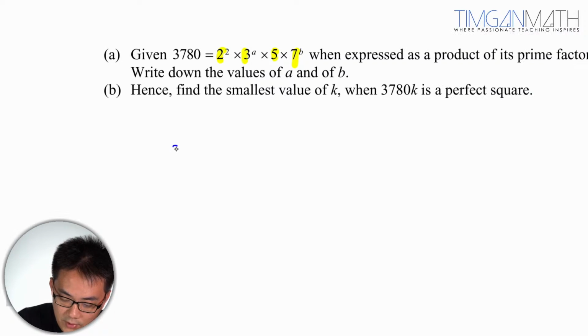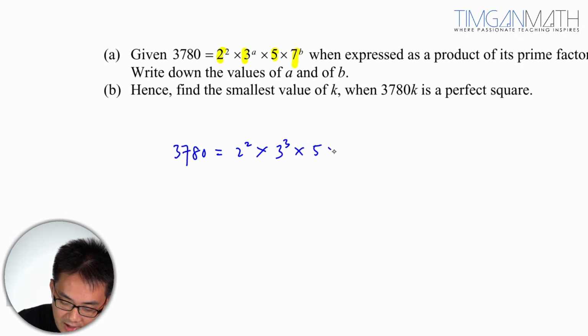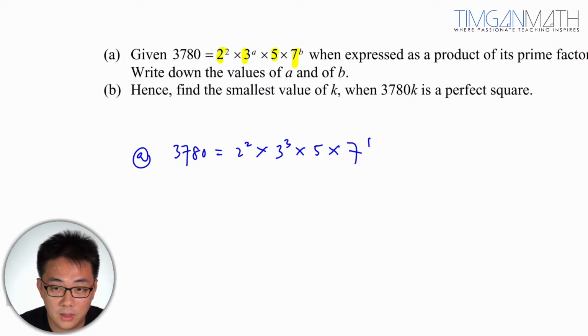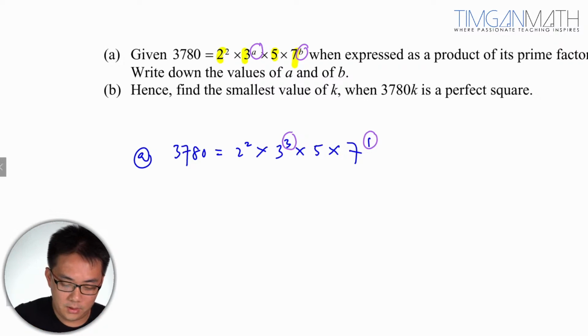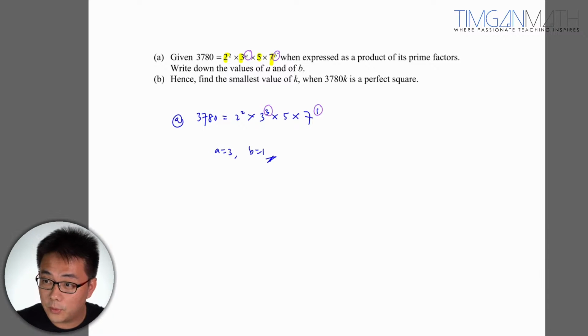Okay, so when you prime factorize 3780, this will just be 2 square times 3 cubed times 5 times 7. Alright, so in other words, what we're going to get is essentially a equals to 3. So we compare, just compare only. So a is 3, and b is 1. That's about it. It's quite an okay question. So a equals to 3, b equals to 1. Great. So that's how we do this question here proficiently.